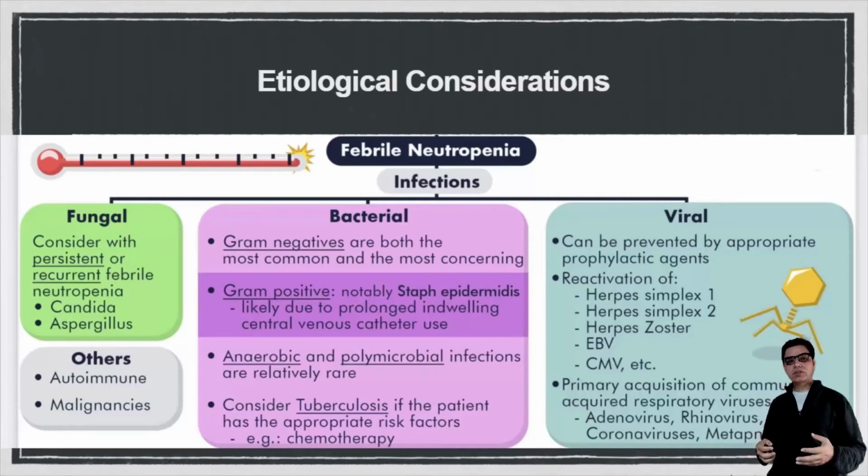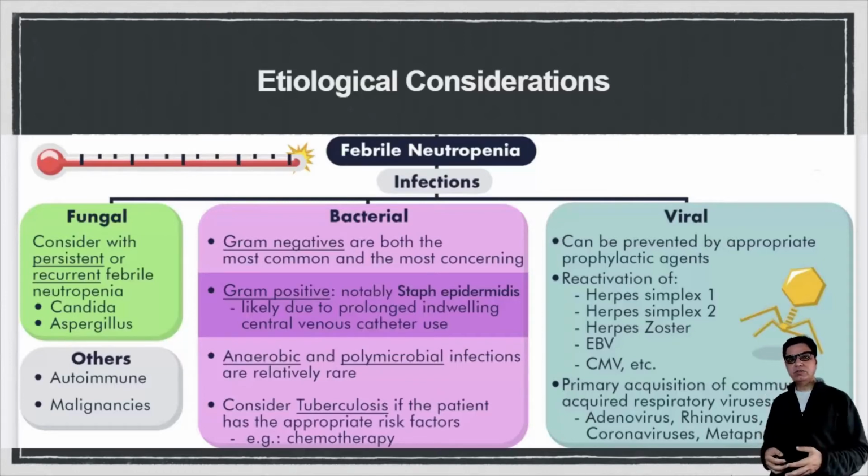Similarly, gram-positive organisms can also cause it, and you should be considering gram-positive organisms in those kids who have got indwelling catheters, especially central catheters, or even peripheral catheters which are there for a prolonged period of time. Then the most common cause could be staphylococci, like Staphylococcus epidermidis, which can go inside through the indwelling lines and cause febrile neutropenia. Similarly, if you are thinking about anaerobic infection, that can occur in deep GIT problems, but they are relatively rare.